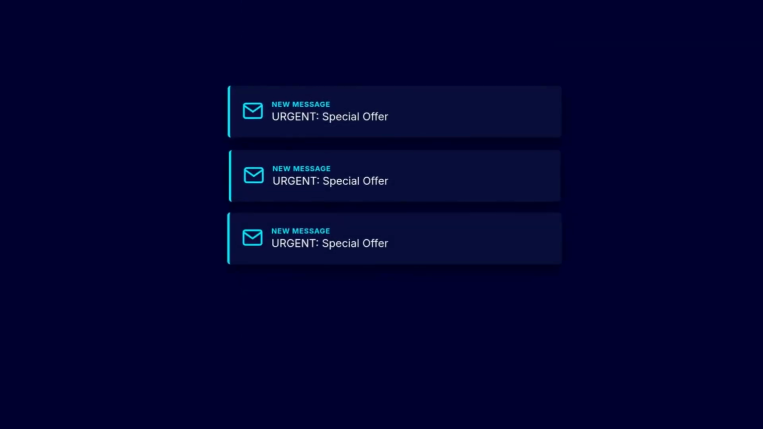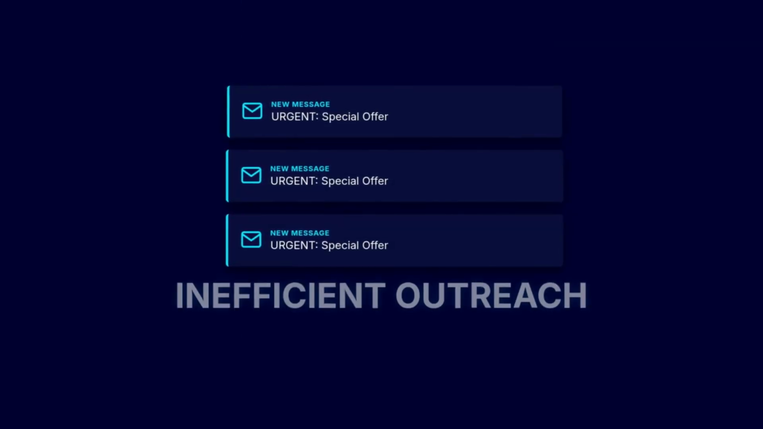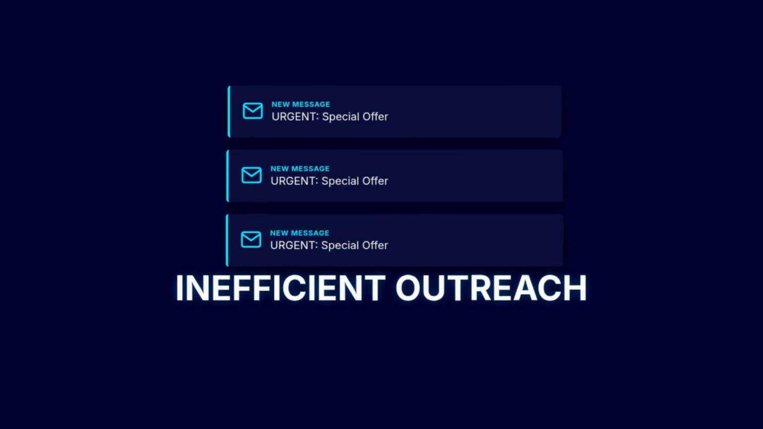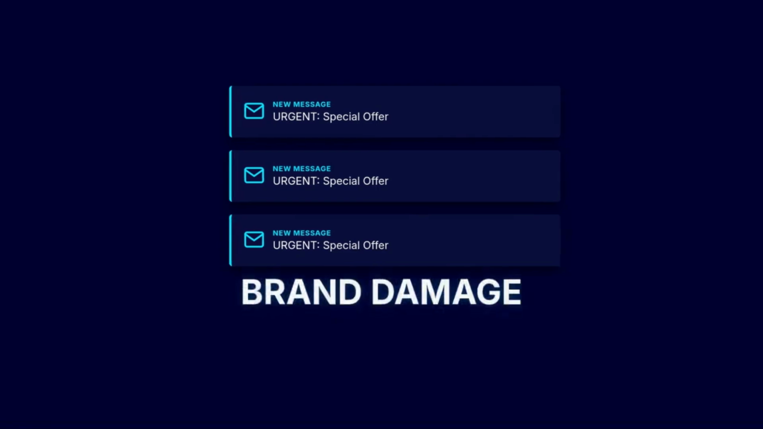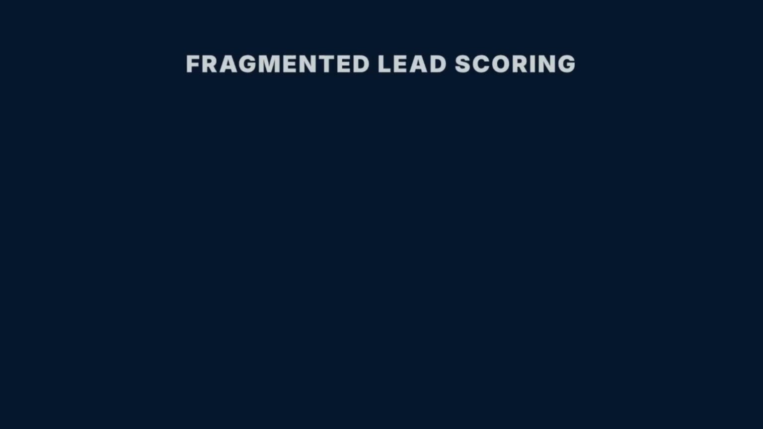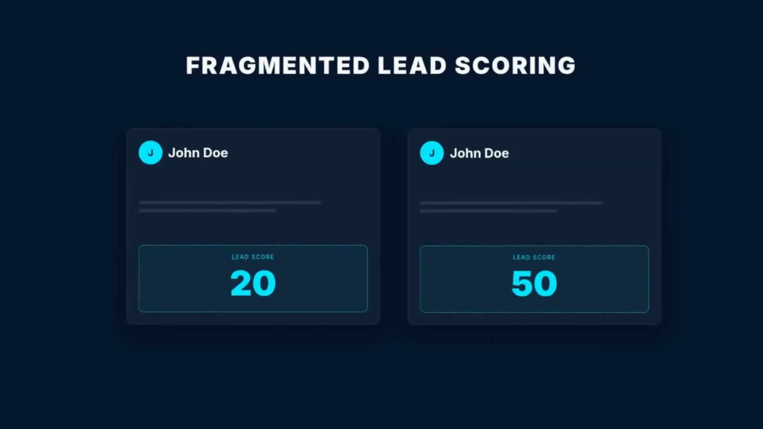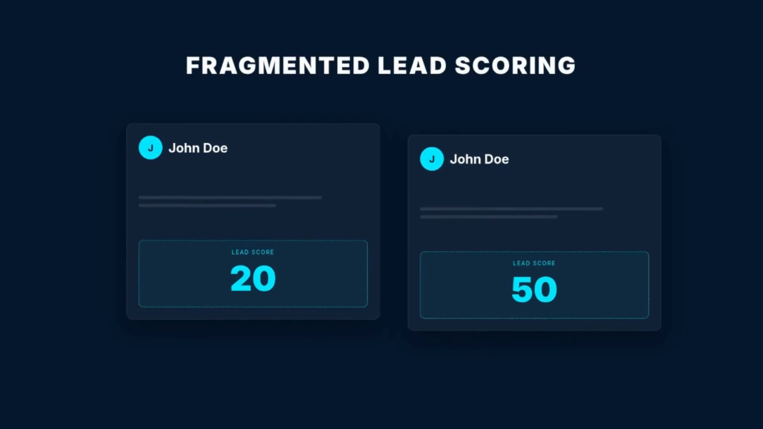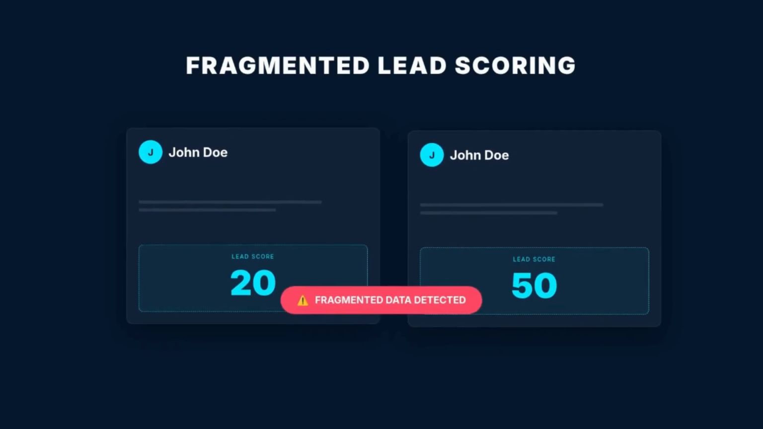Imagine the embarrassment of sending 3 identical marketing emails to the same person within minutes. It looks unprofessional, it annoys your leads, and it quickly kills your brand's credibility. You're effectively spamming your own customers. Or worse, tracking lead scores across fragmented profiles. You might miss a high-intent hot lead simply because their activity is split across 3 records, and no single record ever hits your conversion threshold for a follow-up call.